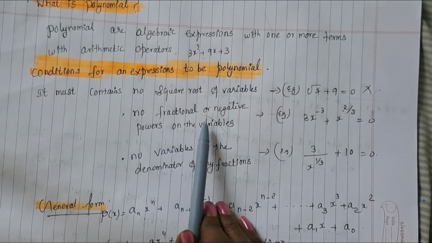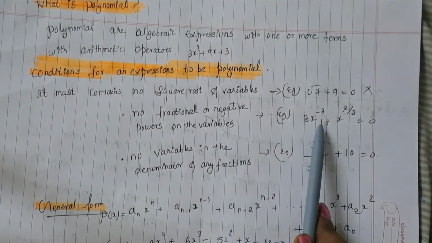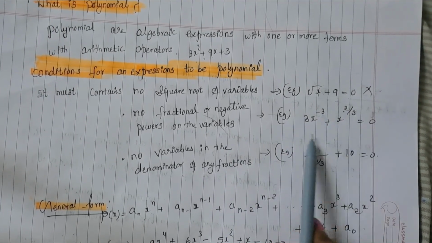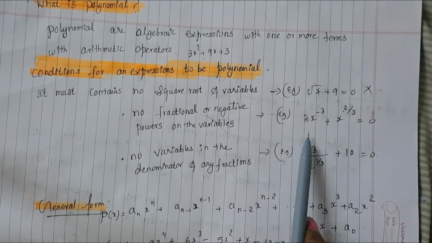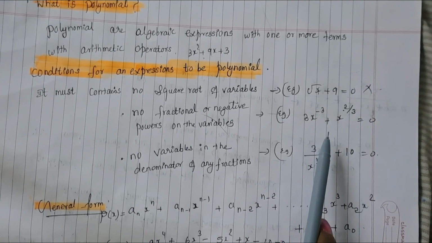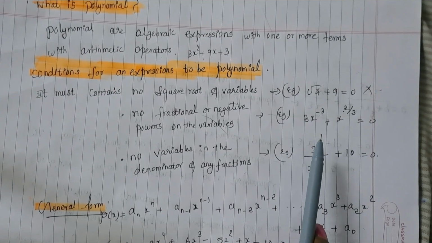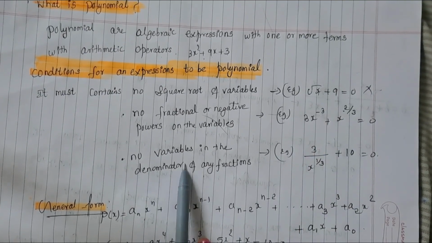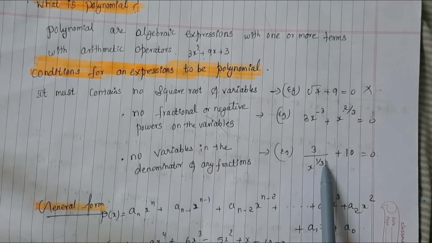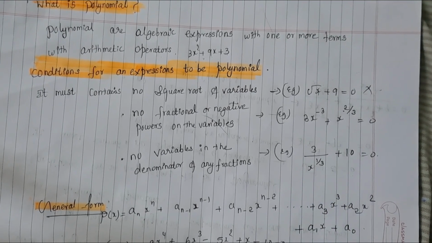No fractional or negative powers on the variables. See here, no negative power, no fractional power. This is an algebraic expression but not a polynomial. That's why I told you not all algebraic expressions are polynomials, but every polynomial is an algebraic expression. No variables in the denominator of any fractions. See, if the variable is in the denominator, or the power is a fraction, this is also not a polynomial.